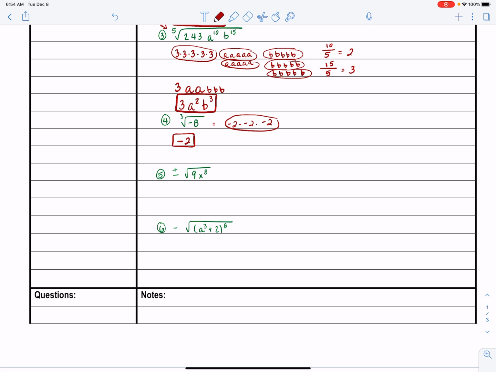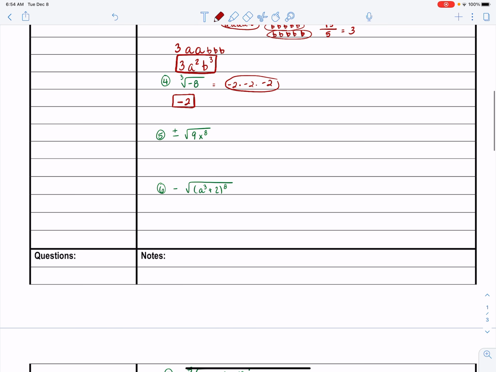Now, don't get confused. There is no i in number 4. We've been doing a whole lot where if you have the square root of a negative, you end up with an i. Well, that's because it's a square root, but this is a cube root. And if you have cube roots, it's not impossible to get a negative inside of the root. So there's no i in number 4.